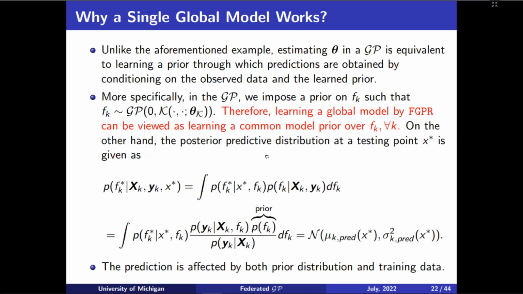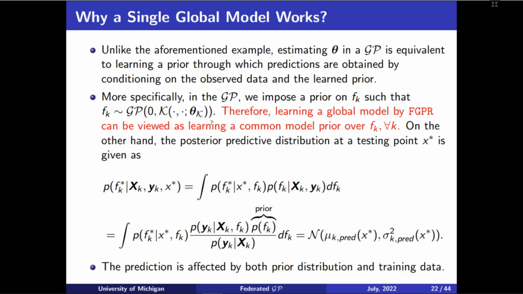In fact, unlike the aforementioned example, estimating the model parameter theta in the Gaussian process is equivalent to learning a prior, with predictions obtained by conditioning on the observed data and the learned prior. More specifically, in Gaussian process regression, we impose a prior on f_k such that f_k follows a Gaussian process. Therefore, learning a global model by the federated Gaussian process can be viewed as learning a common model pair over the f_k.